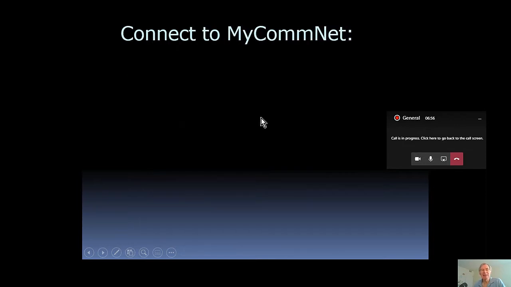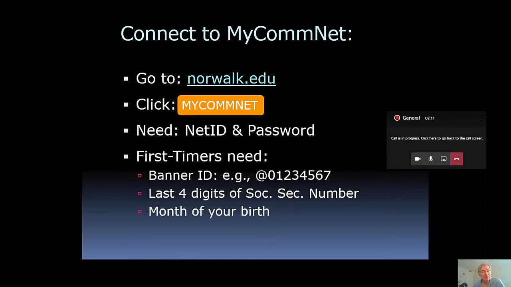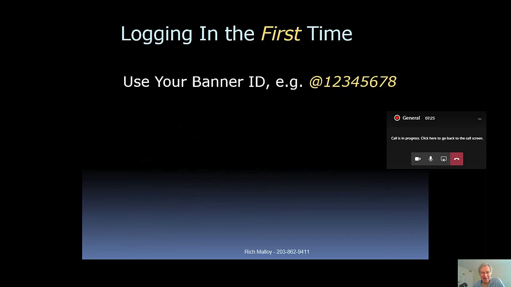Okay, so the second thing is even more important. This is my Comnet. This is a good system here. You go to norwalk.edu, click on my Comnet, and you can get in there. You need your net ID and your password to do it. If you've been a student here before, you probably have that already. If not, you can set it up. First, you need your banner ID, which is this 8-digit number that's assigned to you. It has a little @ sign in front of it. You need the last 4 digits of your social security number and the month of your birth, of course, and you probably all know that, all right?